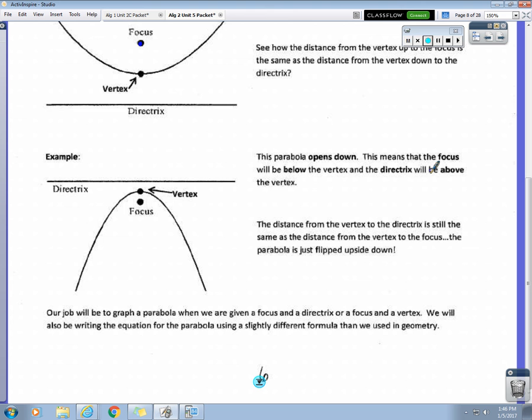Okay, our job will be to graph a parabola when we are given a focus and directrix or a focus and a vertex. We will also be writing the equation for the parabola using a slightly different formula than we used in geometry. Okay, next page.